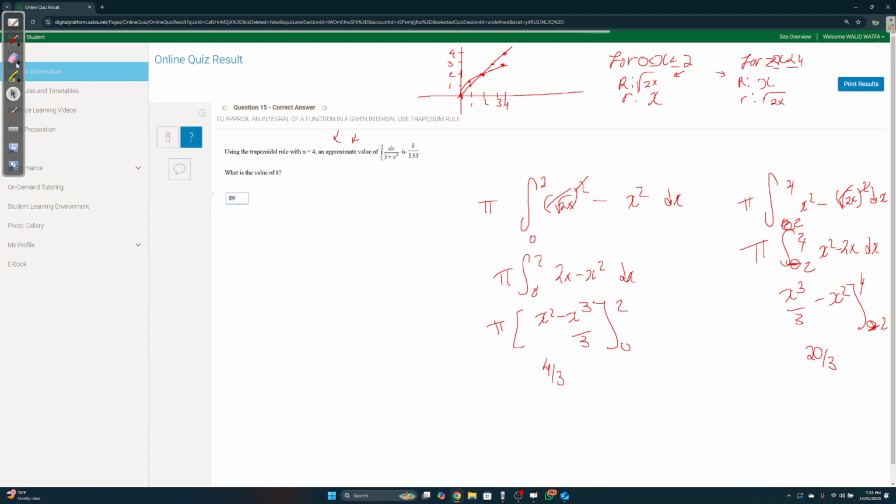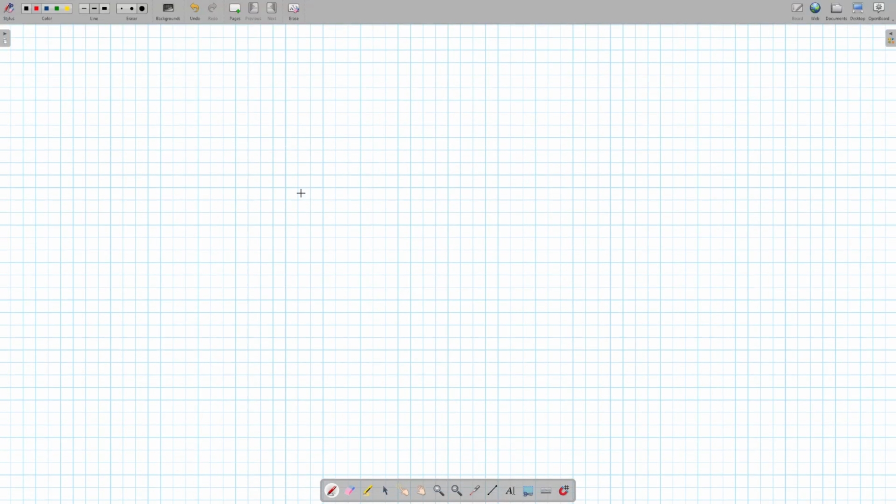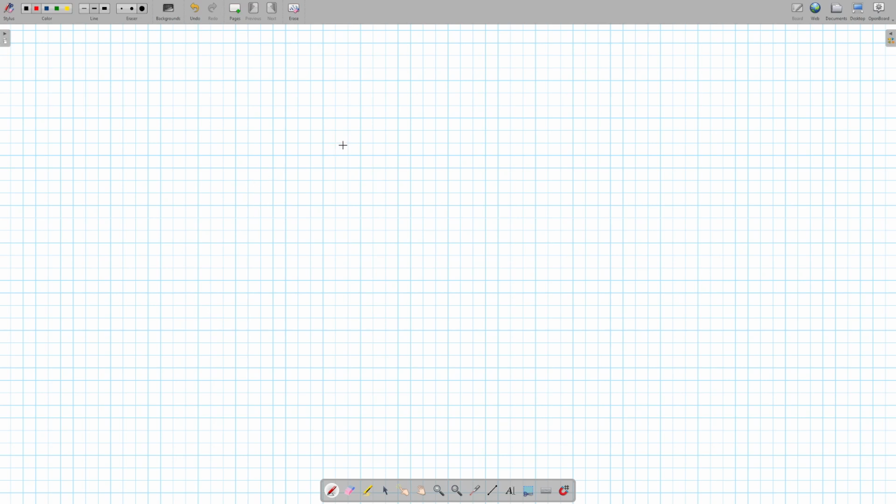Question 15, the trapezoid rule, right? Using the trapezoidal rule with n equals 4, what is an approximate value of this? So this is the trapezoid rule, which I'm going to explain on the whiteboard. I kind of forgot it. This is where integration in its pure form came from, so I'm not going to waste time. I forgot it because we did it before the break, so I had to reread it now and go back and understand.